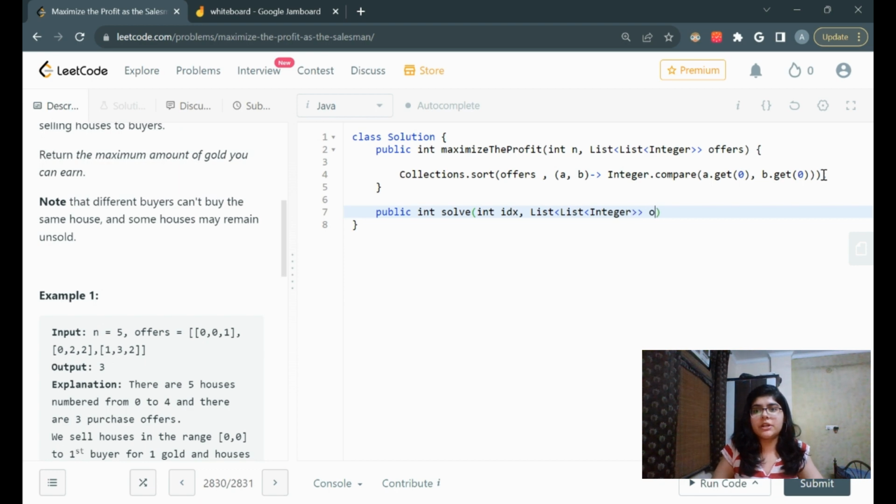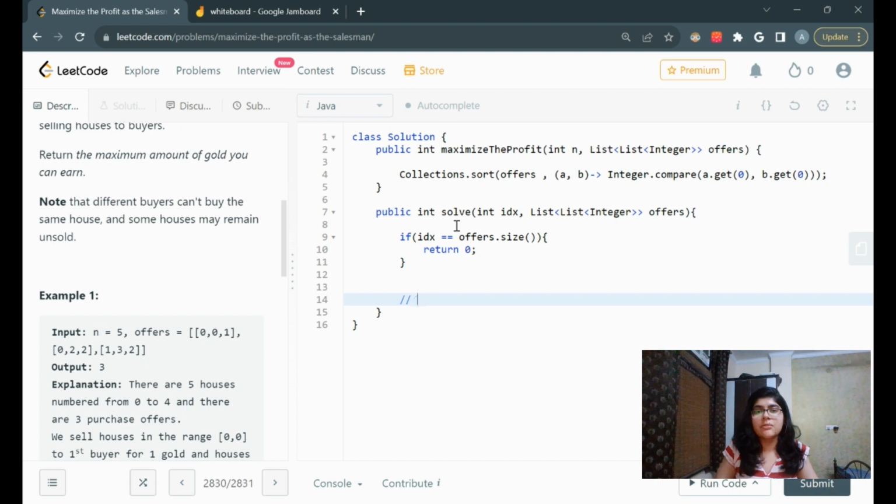I will have one parameter, index, which represents the current index I'm at, and this will be the list of integers, basically the sorted one that is given to me as input. Now obviously let's first code up the base case condition. If I have reached the end of the array, that means I have explored all possible options and I can just return 0.